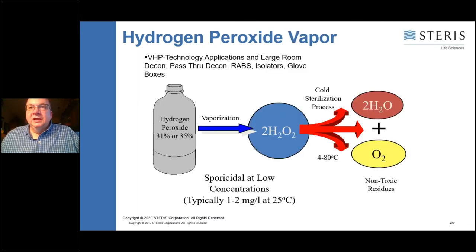So VHP, and we're going to have a talk on this after I take questions, is a very common method used out there. Especially you see it used in RABS systems, glove boxes, and isolators for decon. The way it works is you start off with a stock concentration of 35 to 31%. It is then put into the vapor phase and it kills bioburden in the clean room. In fact, I was reading through a study last night on its efficacy against mouse parvo. And then it essentially breaks down into a green chemistry, which is just water and oxygen.